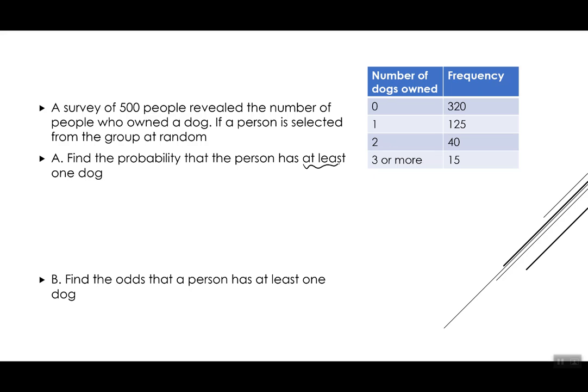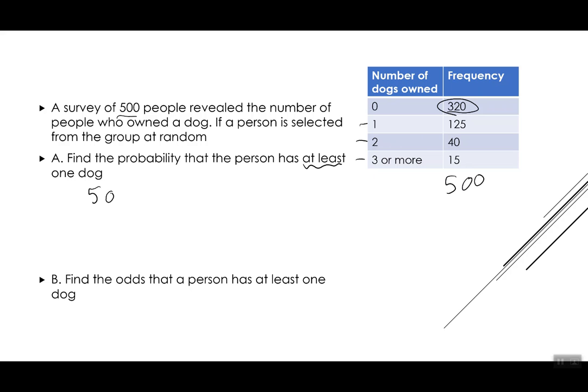I like this phrase at least, and I want us to think about it. At least means 1 or more. So it could be 1, it could be 2, it could be 3 or more. But what it is not is 0, right? So it's not that. Let's quickly look at 320, 125, 40, 15. Remember we said that was equal to 500, so this is our 500 total.